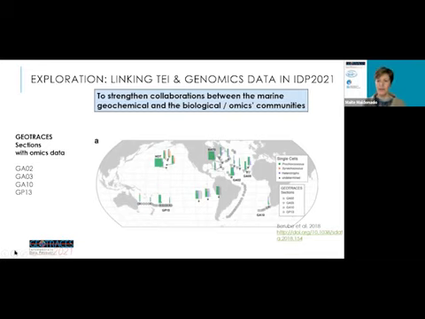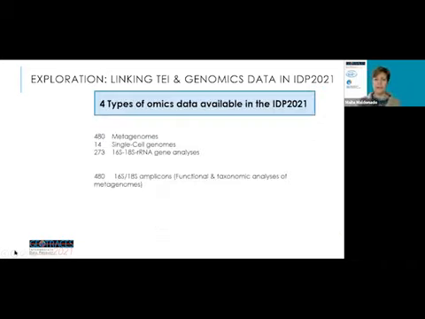So you can see we have omics samples for a series of sections in the Atlantic Ocean as well as in the Pacific. Next slide. There are 4 types of omic data available in the IDP 2021. We have 500 metagenomes, 14 single-cell genomes, almost 300 rRNA gene analysis, 16S, 18S, and almost 500 functional and taxonomic analysis of metagenomes. Next, please.